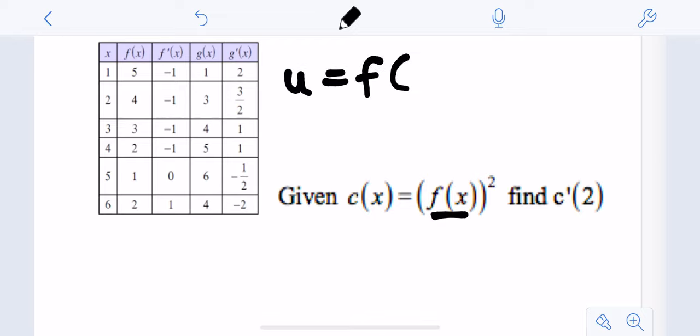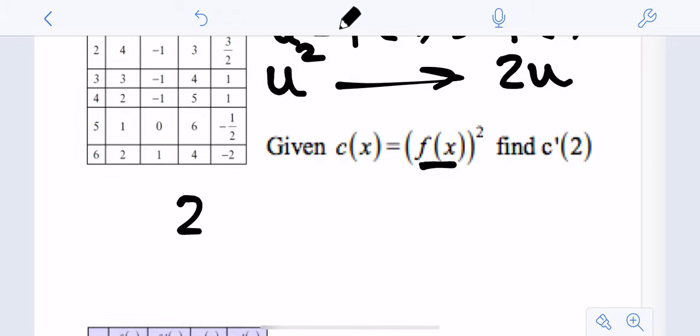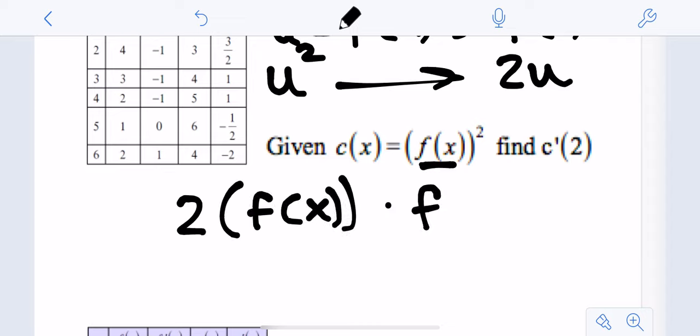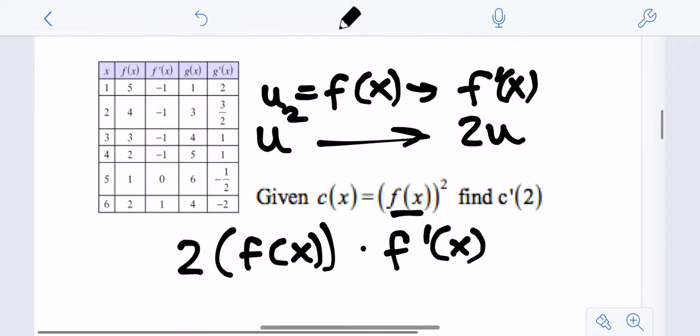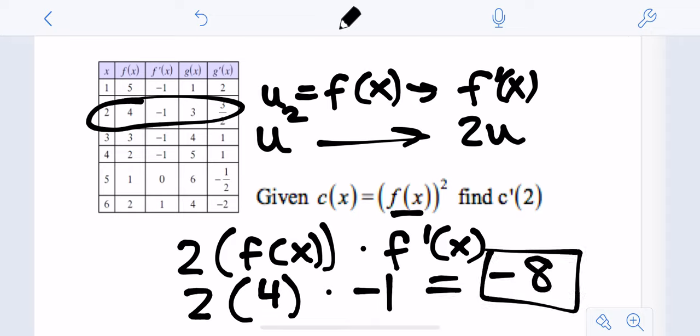I see that my inside is f, my outside is squared. So if I make u f of x, and then u squared would be my outer part, the derivative of the inside would be f prime. The derivative of the outside would be 2u. So this derivative would be 2u, which is 2f, times f prime. And we're looking at it when c is 2. So this is 2 times f of 2, which is 4, times f prime of 2, which is negative 1. So that comes out to be negative 8.